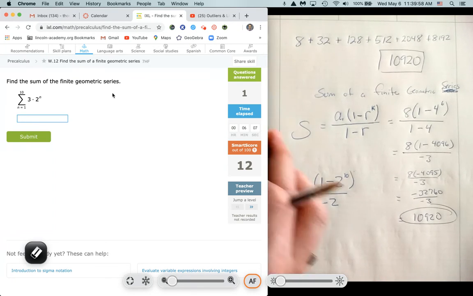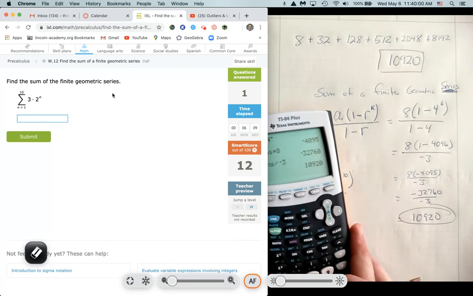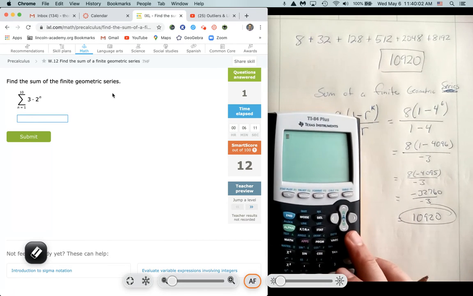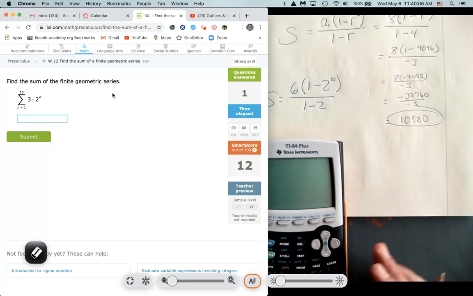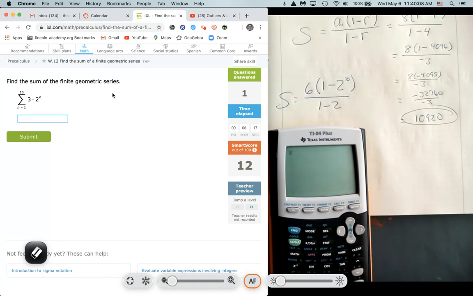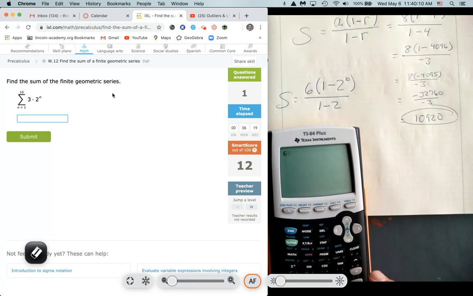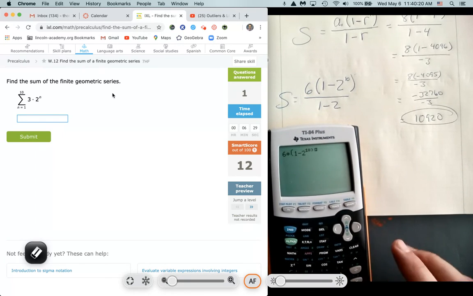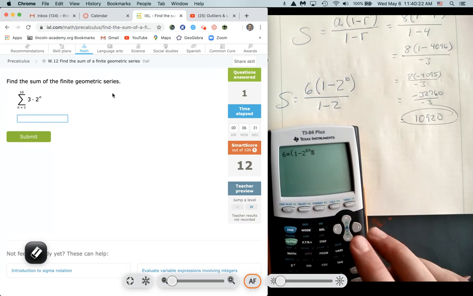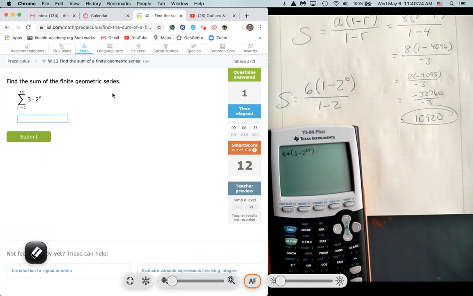So again, on my calculator, I'm going to show you how quickly you can do this on a decent calculator. Let's make sure you can see the equation here. I'm just going to go 6 times, in parentheses, 1 minus 2 raised to the 10th power. Whoops, I put my parentheses. I want to exit, there we go. I'm going to hit equals there, so I just did the numerator.